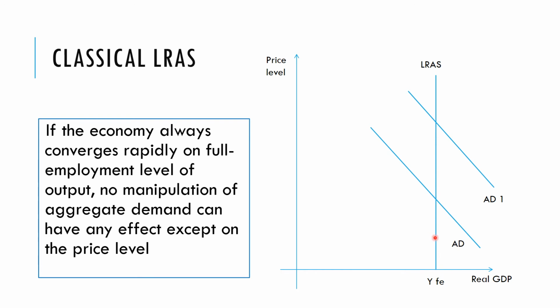That can only happen due to changes in supply. So if there was an increase in aggregate supply, there will be an increase in GDP, but any increase in aggregate demand will only change the level of prices, won't actually increase how much could be produced.